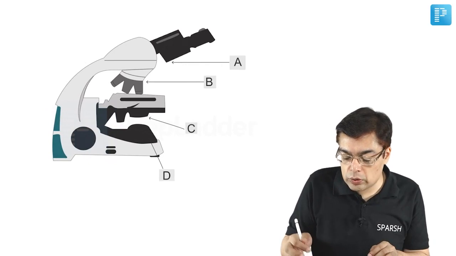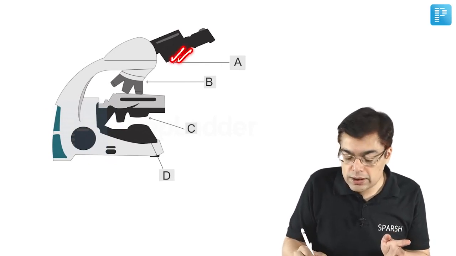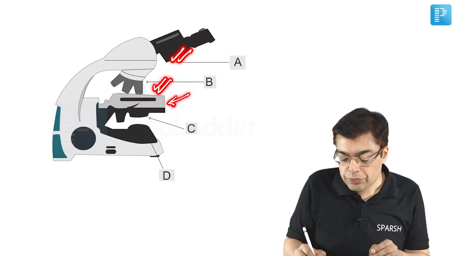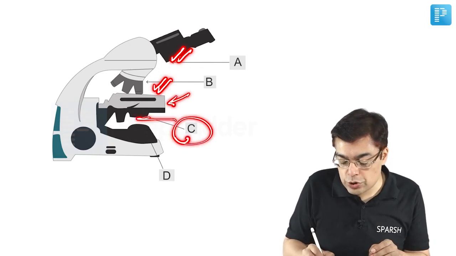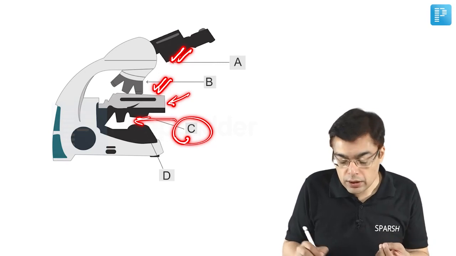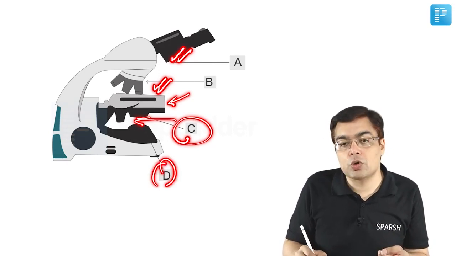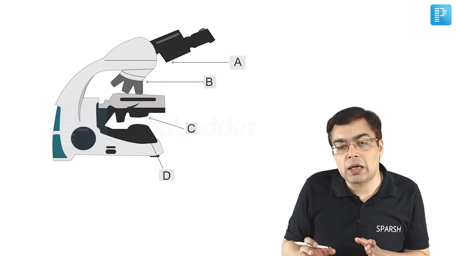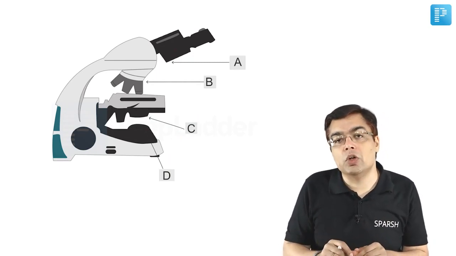So they did ask you an image about this. This was the head, obviously. This is going to be your objective lens as I described. This is going to be your stage. However, the pointer in the exam was towards C. C happens to be the condenser and D happens to be the illuminator, because of which you are going to be visualizing the slide clearly.